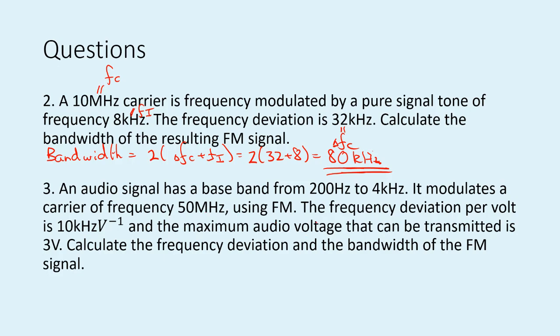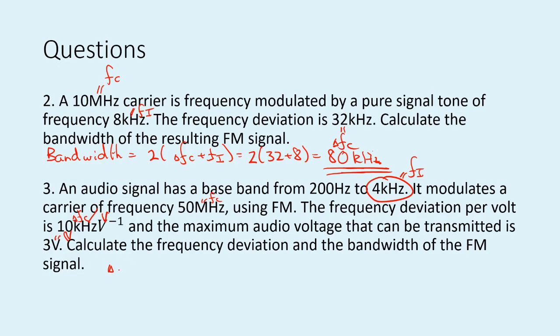Okay, question 3. An audio signal has a baseband from 200 to 4 kilohertz. Again, we ignore the bottom end. We just look at the top. It's really not worth bothering with the bottom end. It modulates, so this is Fi, it modulates carrier frequency 50 megahertz. So that's Fc. The frequency deviation per volt is 10 kilohertz per volt. And the maximum audio voltage that can be transmitted is 3 volts. So this is the frequency deviation per volt. So divide by the voltage, and this is the maximum voltage.